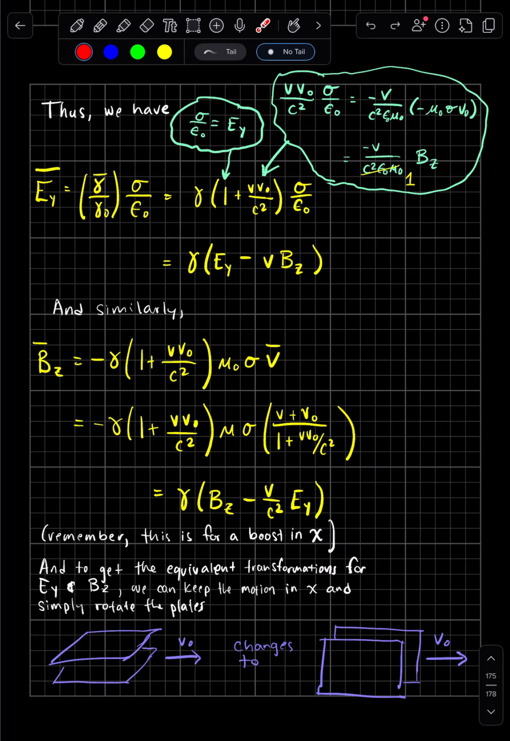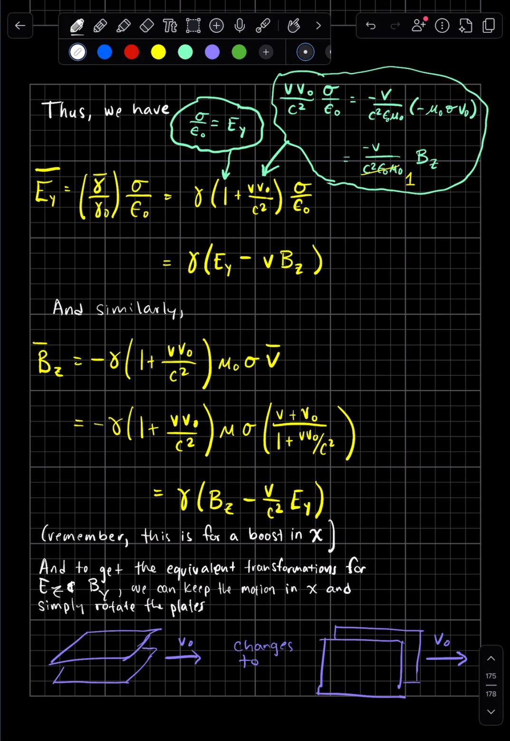Now, if we want to know what happens in the other directions, I think I wrote this wrong. I think this is for EZ and BY. Let me fix that. Oh man, hold on. So this is for EZ and BY.